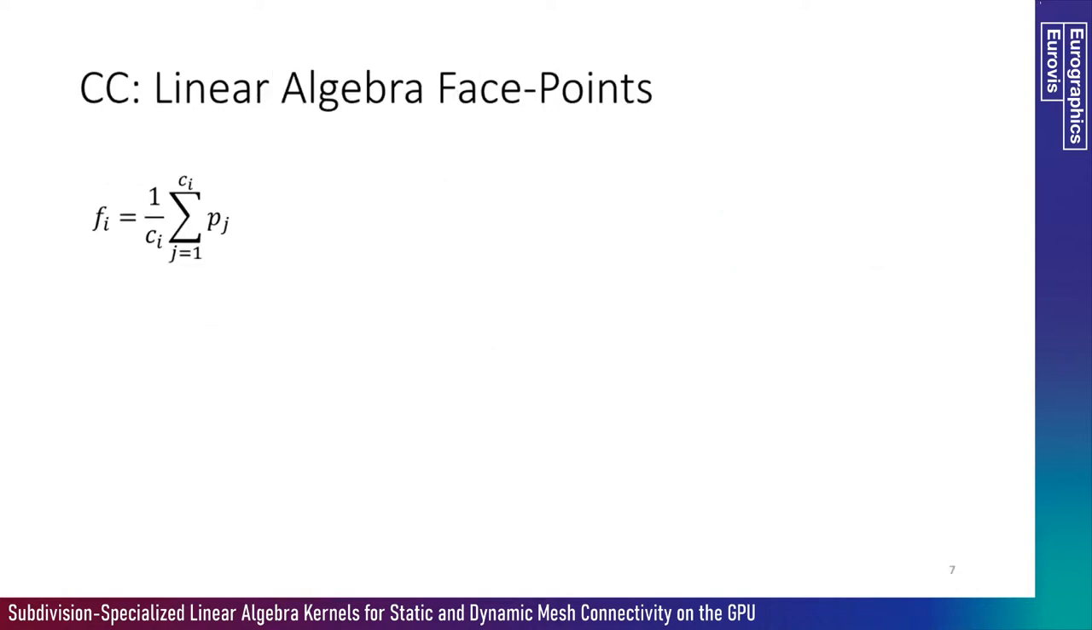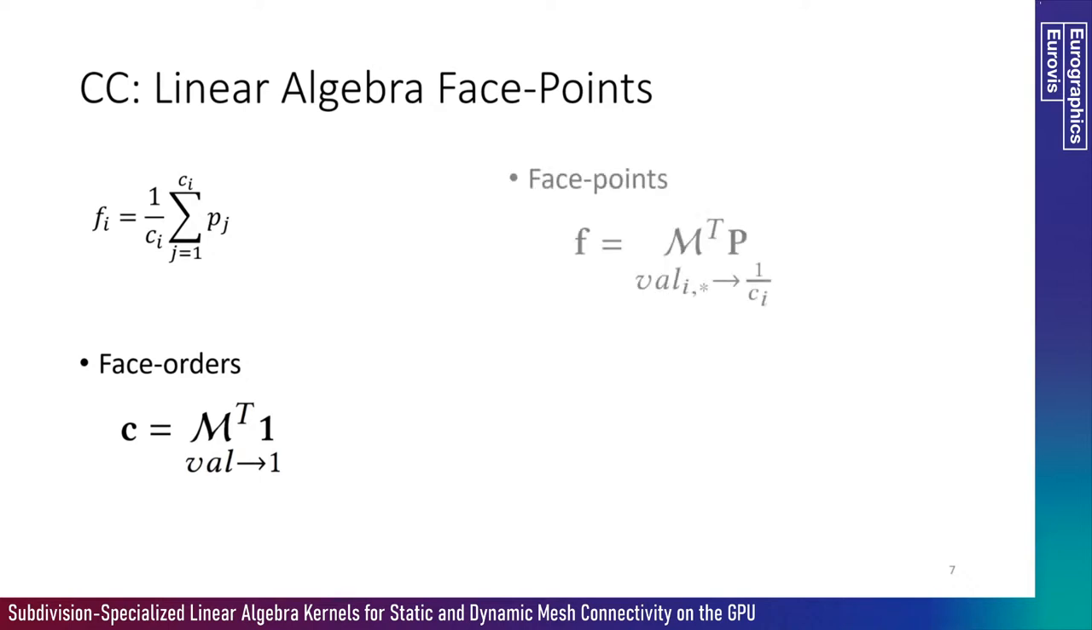For the face points, we need the number of vertices in each face. We can compute face orders efficiently using the mapped SPMV here. The notation tells us that we map each non-zero value in the mesh matrix to 1 during the multiplication. We are only using the sparsity pattern of the matrix and substitute the data on the fly without generating additional data explicitly. This mapped SPMV effectively counts the number of non-zero values in each column, which is equal to the number of vertices in each face.